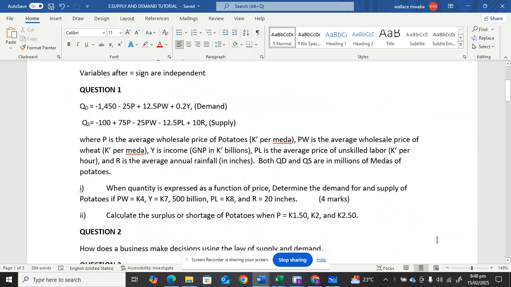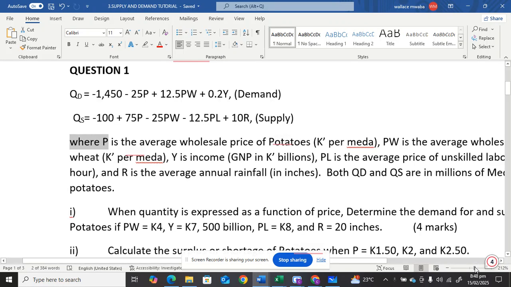Okay, so we have our question here. We've been given a demand function, we've been given a supply function. They've told us P is the price of potatoes. So in our demand function here, we have P, in the supply function, we have P here.